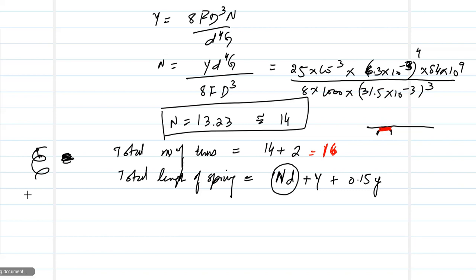I'm again repeating: for the operation of a spring, we generally want that whenever the spring is fully compressed, it has at least 15% clearance of the total deflection. So if I add all these, it will give you the total length of the spring. So N is 16.